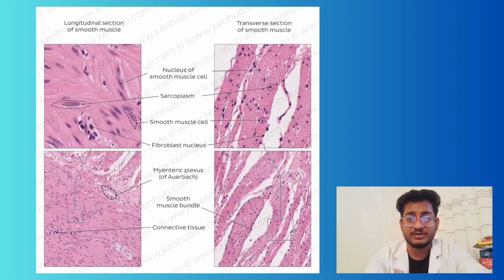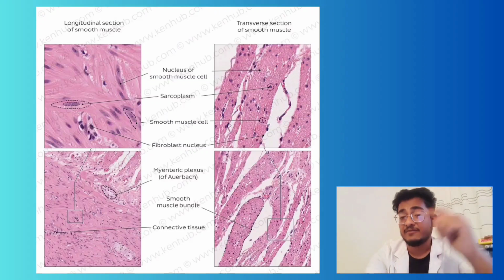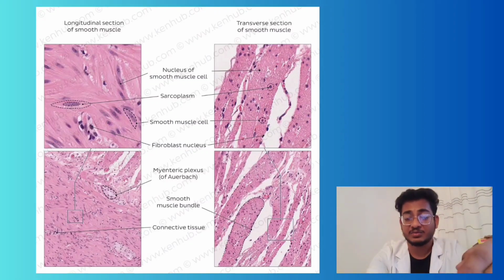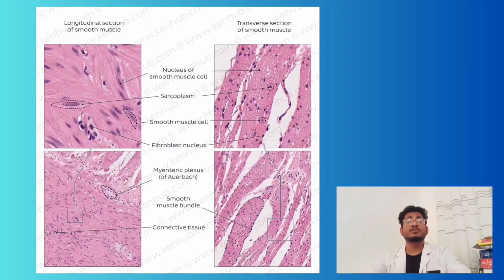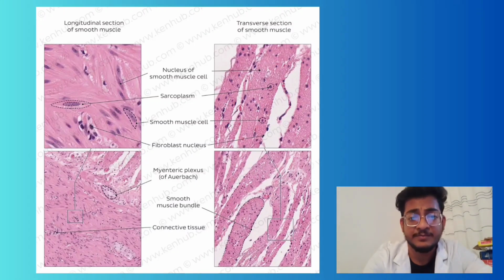You can see the diagram of the longitudinal section and transverse section, as we have shown for cardiac muscle. There is smooth muscle now. You can see the nucleus of the smooth muscle cells, the sarcoplasm, smooth muscle cells, and fibroblast nucleus. On the second diagram, you can see the myenteric plexus of Auerbach and the smooth muscle bundle connective tissue. This is what you can see in smooth muscle histology.